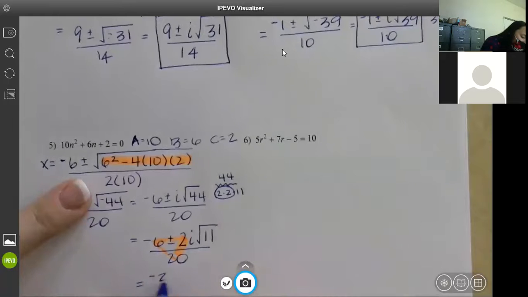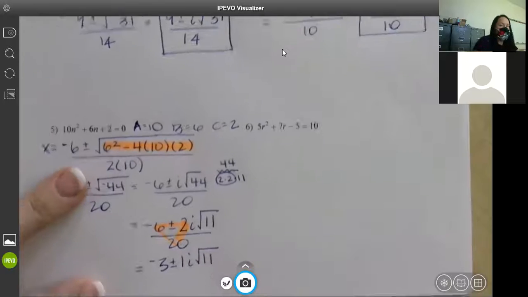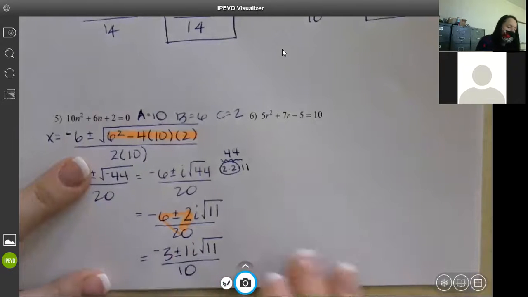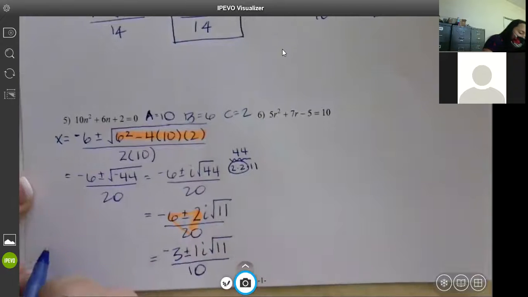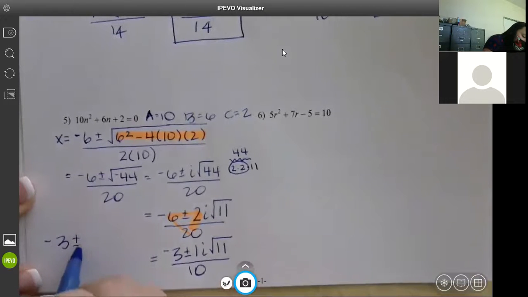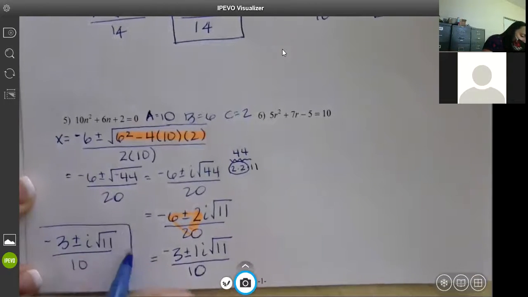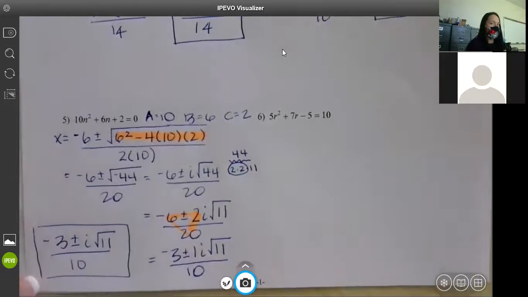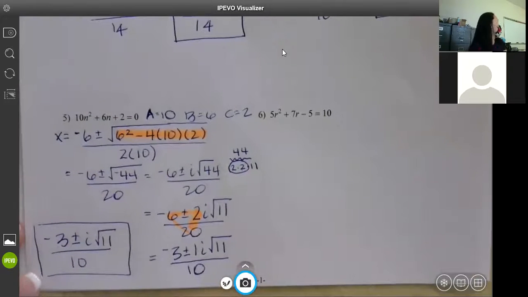So we get -3 plus or minus. You can put the 1, but remember you do not need it. We keep the I square root of 11. 20 divided by 2 is 10. What you will see on multiple choice is -3 plus or minus I square root of 11 over 10. You don't need this 1. Remember, I is a variable, so we don't need the 1 in front of a variable.